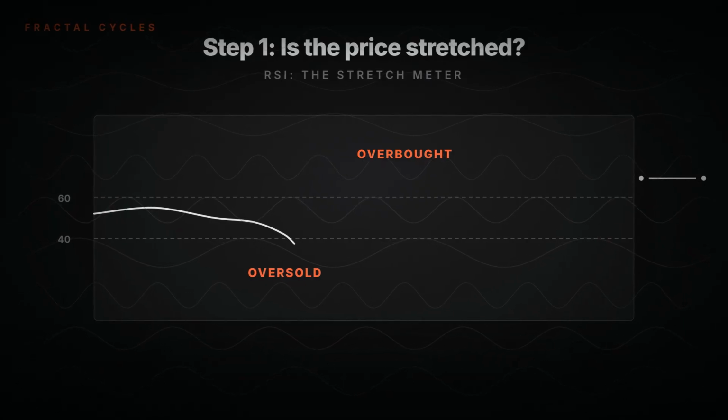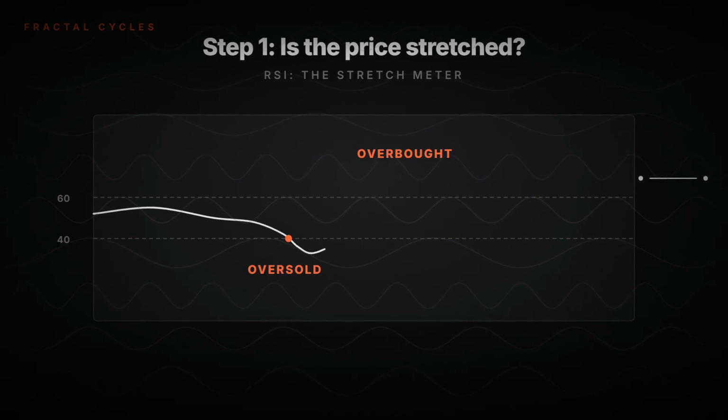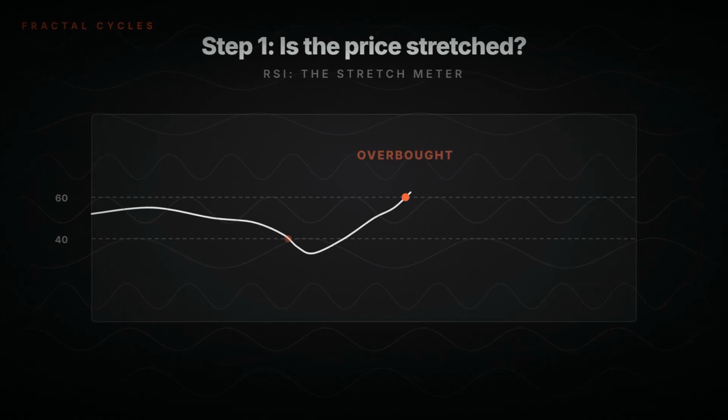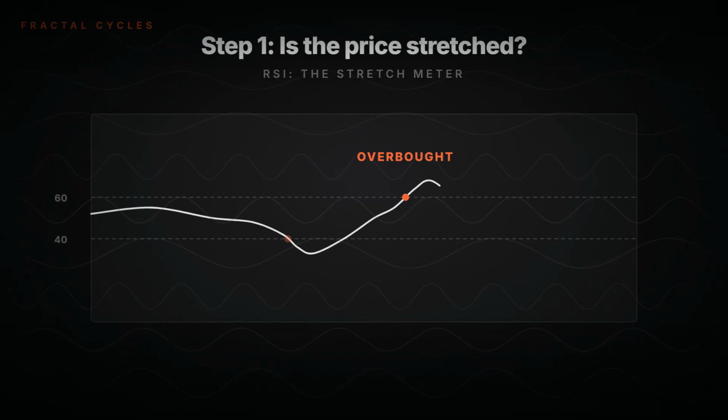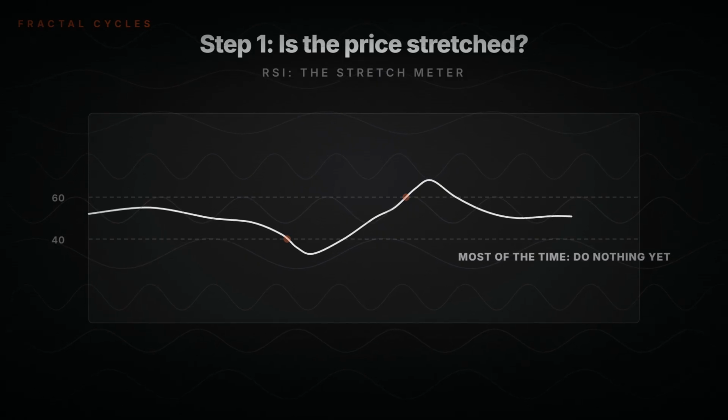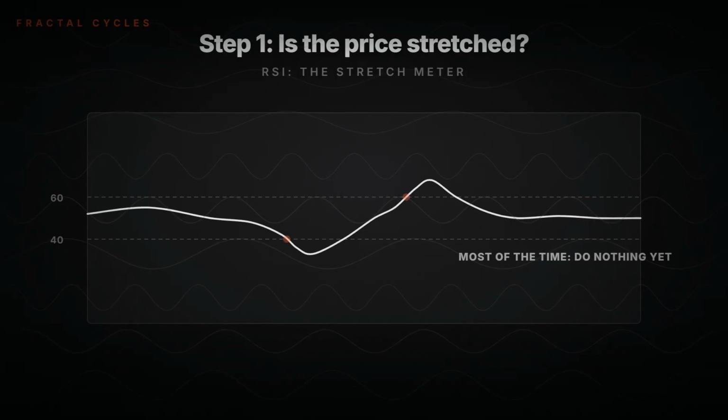When RSI drops below 40, the price has been pulled down a long way, and so a low may be forming nearby. When RSI climbs above 60, the price has been pulled up a long way instead, and so a high may be forming. Most of the time, RSI simply sits in the middle, and that is an answer too, because it is telling you to do nothing yet. The whole method only wakes up once the price is properly stretched.